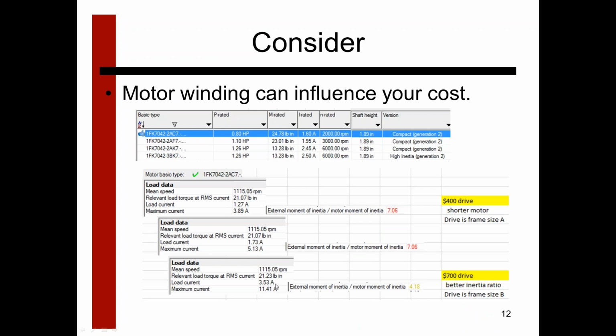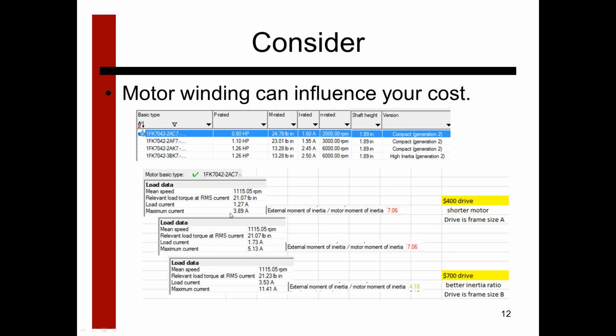On this next slide, this is where I was considering four various motors in a particular application. And if you notice in the rated speed column, choices were a 2,000 RPM motor, a 3,000 RPM motor, and a couple 6,000 RPM motors to choose from. One of them is labeled as a high inertia motor. Again, going back to that point, how important it is to match your motor inertia to your load inertia. So at a glance, I show three of my choices down here.